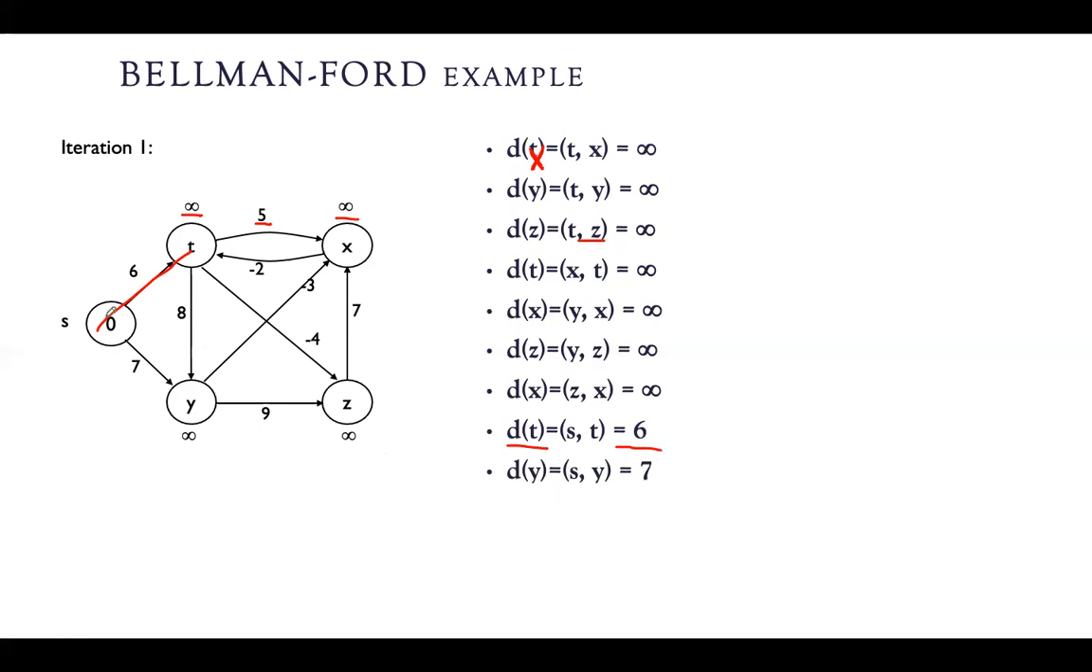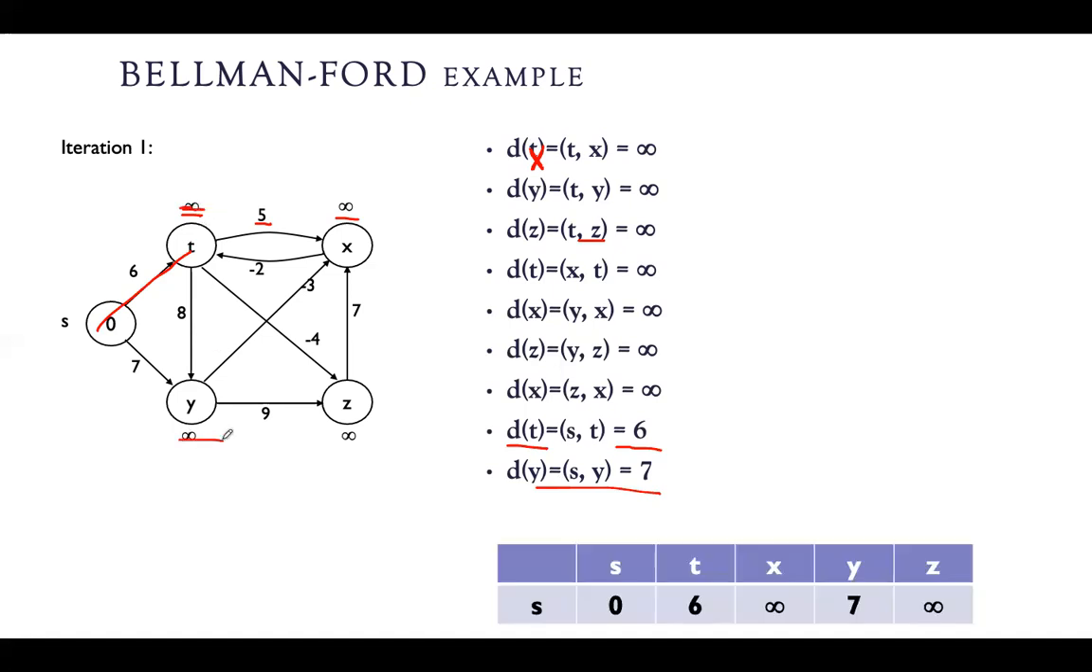Next, edge s to y. 0 plus 7 is less than infinite, so distance of y is updated to 7. In the first iteration, only the distance of t and the distance of y got updated. Distance of t is equal to 6, distance of y is equal to 7.